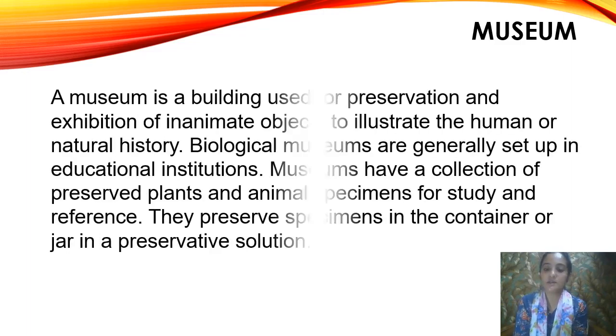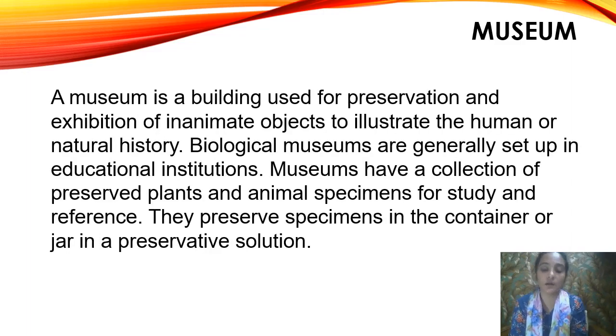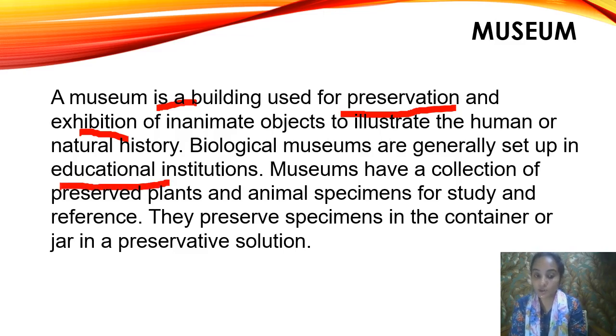Now let's see what are the identifying characters of the museum. A museum is a building where the preservation and exhibition of inanimate objects take place to illustrate human or natural history. The biological museums are generally set up by educational institutions, and they have a collection of preserved plants and animal specimens for study and reference.